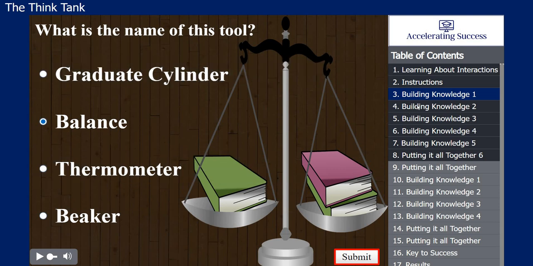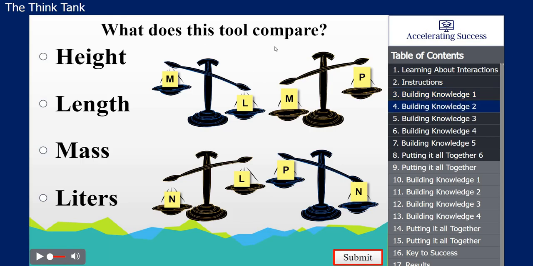All right, so we're going to begin with what is a balance, but we can't stay there. So now we're going to ask them, do they know that a balance compares mass? And we're going to hit them with another corny dad joke if they get it correct.